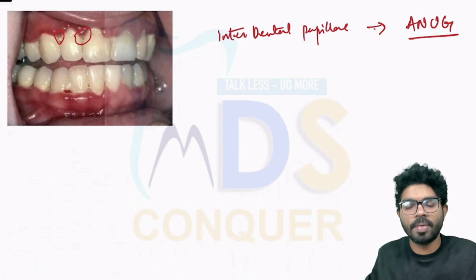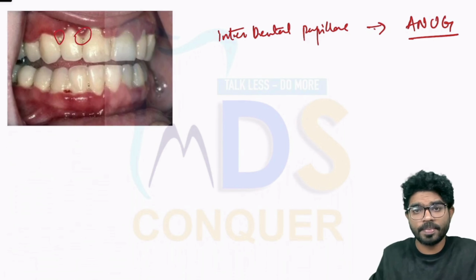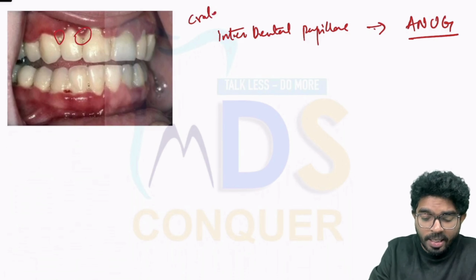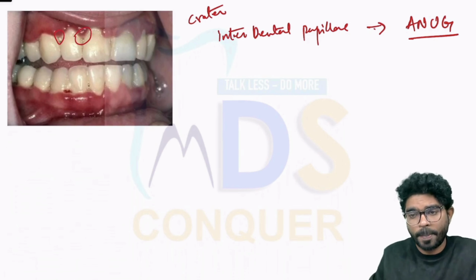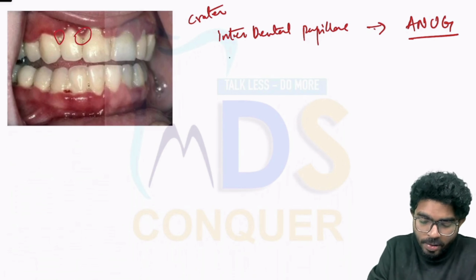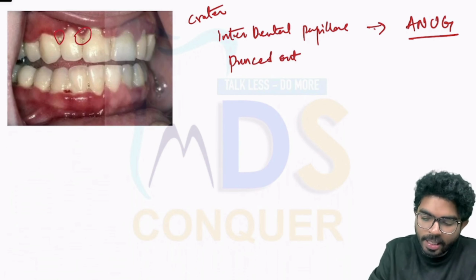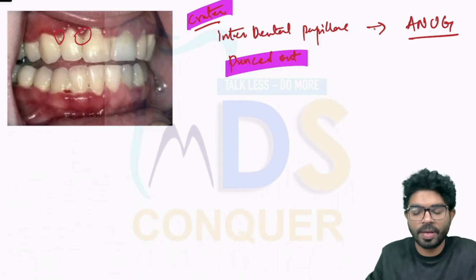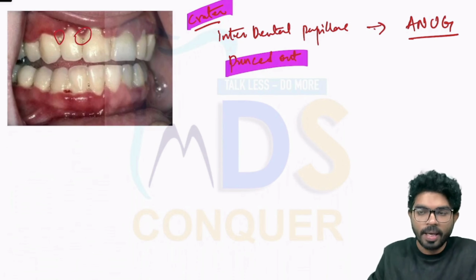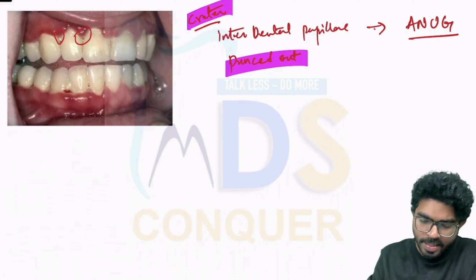The question was given in the last 2 years of NEET examination also. So make sure: crater-like ulcer, crater-like depression, or punched out ulcer of interdental papillae. Whenever they use these words for interdental papillae, your answer should be ANUG. Ulcer on the palate, your answer should be necrotizing sialometaplasia.